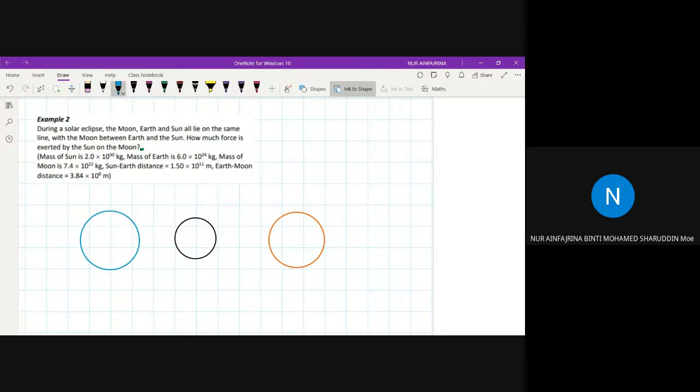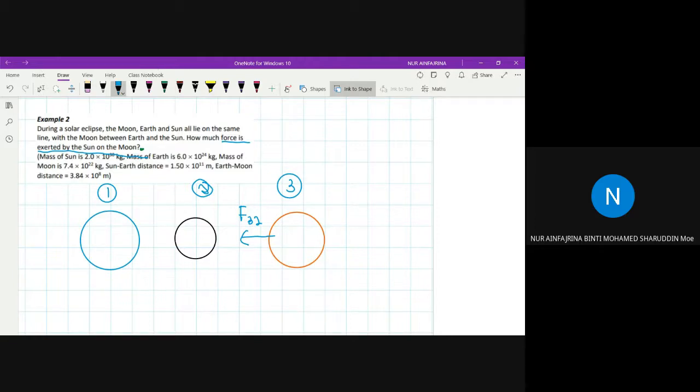Okay, draw dulu. After you done with your drawing, awak tengok pula what is the next question. Dia cakap apa? Dia minta apa? Okay, dia minta how much force is exerted by the sun on the moon. Jadi dia minta gravitational force by the sun on the moon. Jadi dekat sinilah kita nak cari F sun on the moon. Okay, contohnya Miss buat 3, 2. So kat sini Miss jadikan ini adalah the first particle, the second particle and the third particle. Okay, actually kita nak cari force exerted by the sun on the moon.